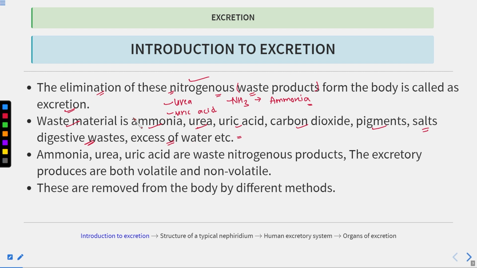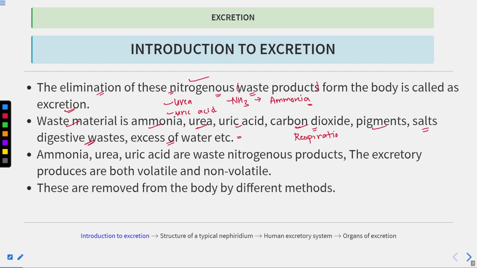And these are all the waste materials: ammonia, urea, uric acid, carbon dioxide. Carbon dioxide is also a waste product. If the carbon dioxide level rises in the blood, it can also be toxic to the living organism. How is carbon dioxide eliminated out of the body? Through the process of respiration.